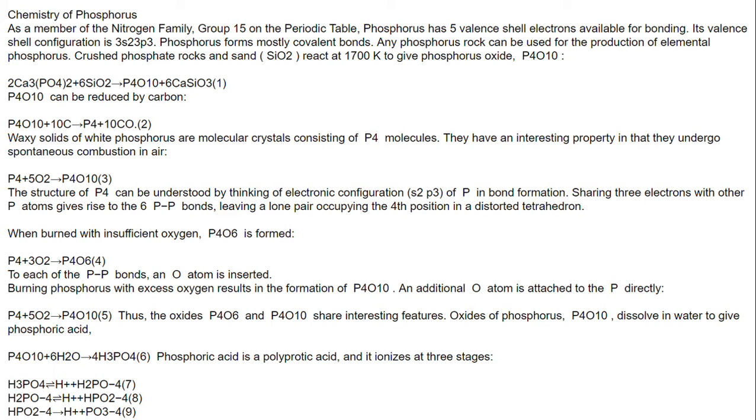Crushed phosphate rocks and sand, silicon dioxide, react at 1700 Kelvin to give phosphorus oxide, P4O10. Here we see this reaction. P4O10, phosphorus oxide, can be reduced by carbon. In this reaction below we see it gives P4 and 10 molecules of carbon monoxide.